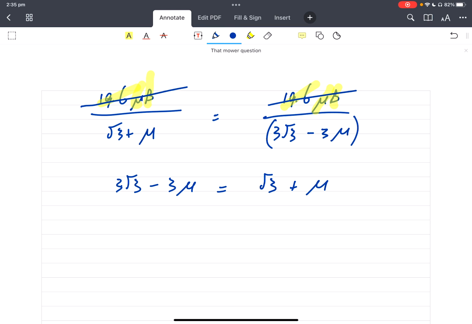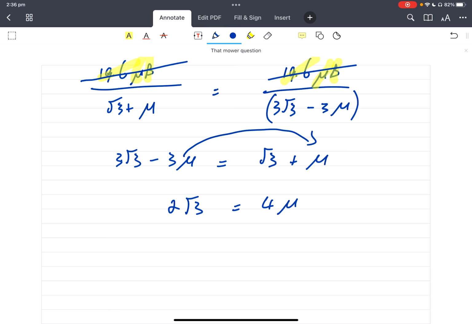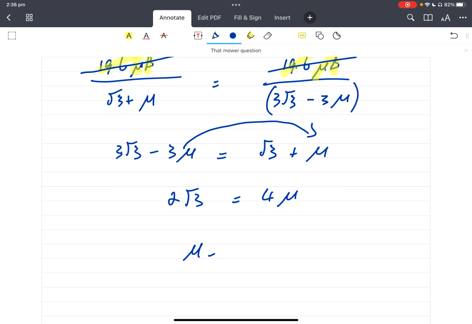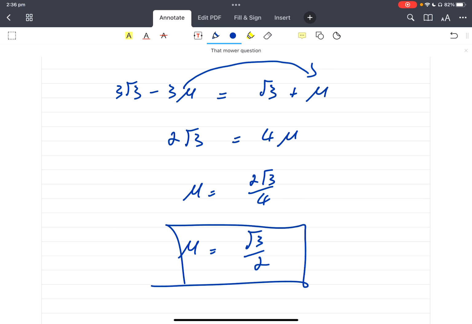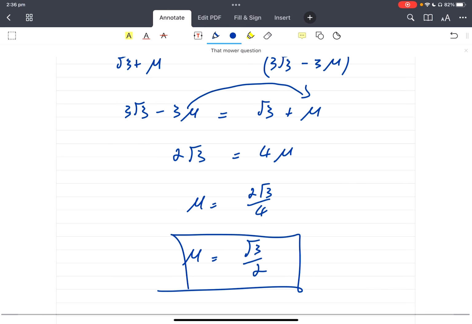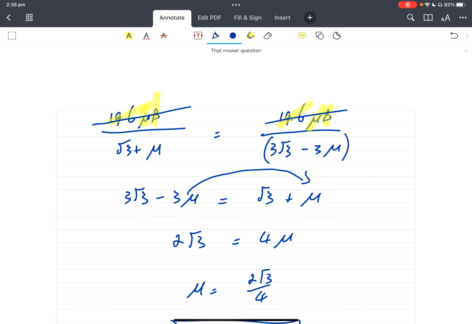Okay, and all of a sudden we just want to get mu equals. So I'm going to take mu to that side. 4 mu equals 2 root 3. So mu will equal 2 root 3 on 4, root 3 on 2. There we go. It's all about the force diagrams and juggling equations, like any good question is.